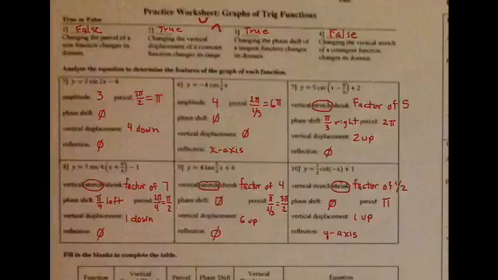Number 6, amplitude is 4. Period is 2 pi over 1/3, so you get 6 pi when you simplify. No phase shift because there's nothing added or subtracted to x. No vertical displacement, and there is a reflection over the x-axis. Why? Because the A is negative.